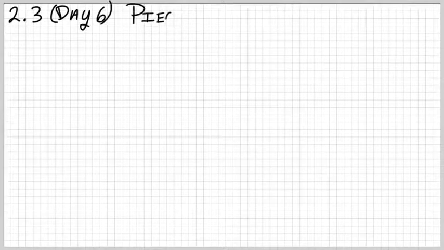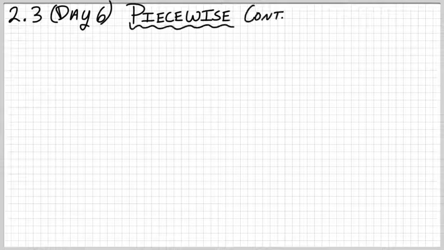2.3 Day 6, Piecewise Functions Continued. We're still on this section talking about piecewise functions. So there's only two examples in these notes. Start with the first one.